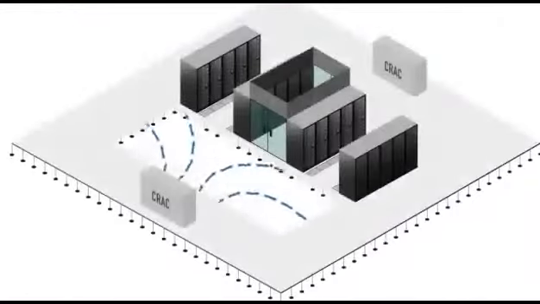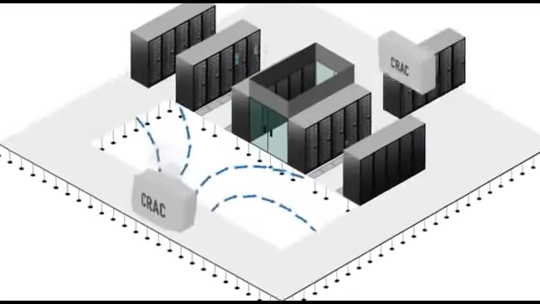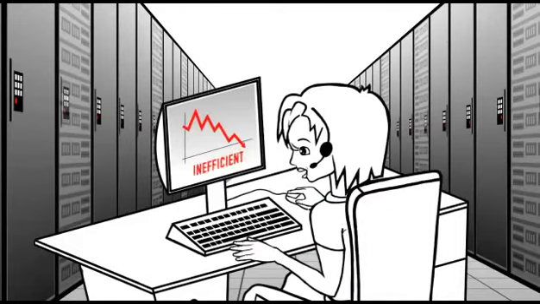Turns out we were sending cold air on the scenic route to the servers and not focusing the cooling where we needed it most. That meant our CRAC units were working too hard, our capacity was limited, and our cooling costs were way up. In short, inefficiency.